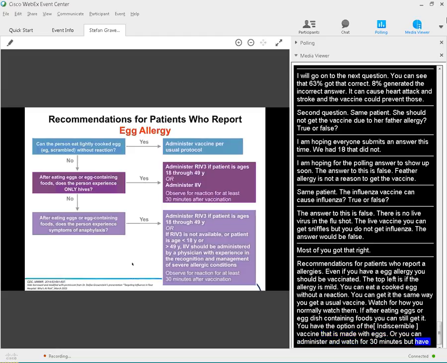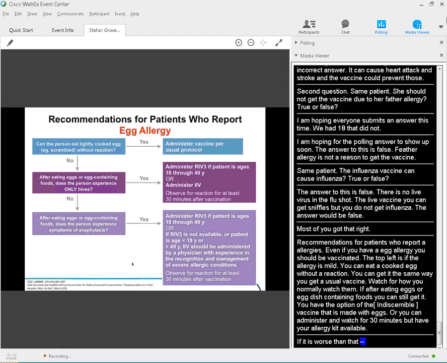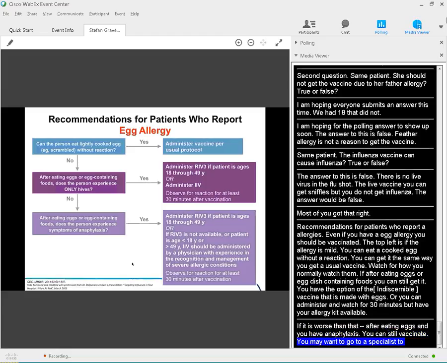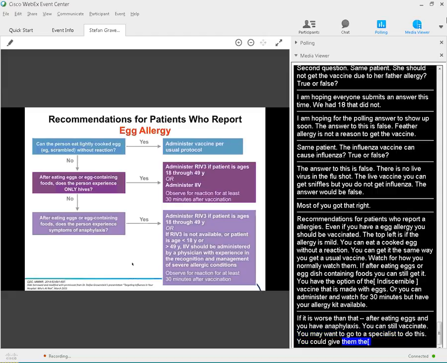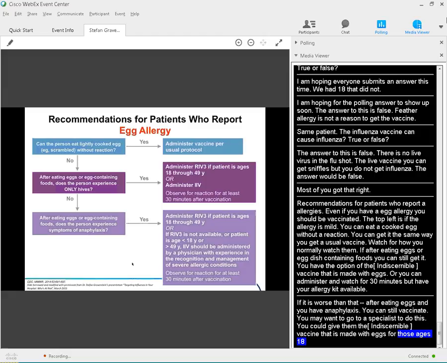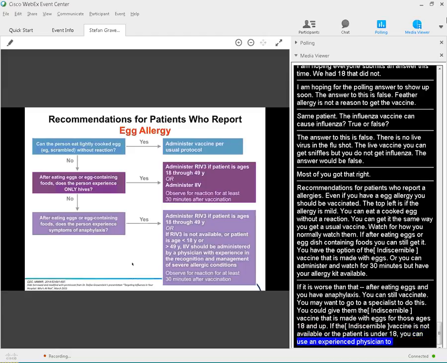If it's worse than that, if after eating eggs or egg-containing foods you have symptoms of anaphylaxis, you can still vaccinate them, but you might want to give them to a specialist to do this. So one way you can vaccinate them is to give them the recombinant vaccine that is not made with eggs for ages 18 and up. It needs to be updated because it's now all age groups above 18. If the trivalent vaccine isn't available or the patient's under 18, you can use an experienced physician to give this, so you want to refer them. And also you want to observe them for at least 30 minutes. But in all three cases, they can still get the flu vaccine.